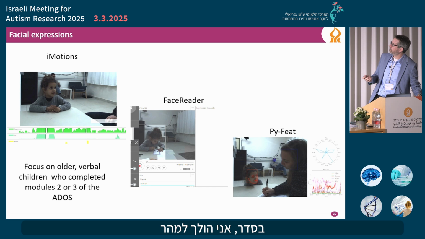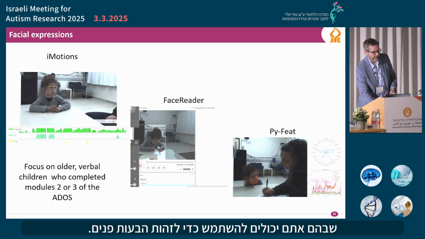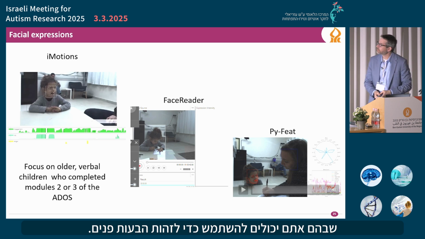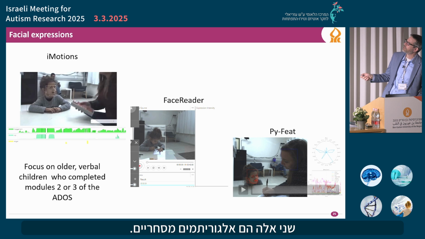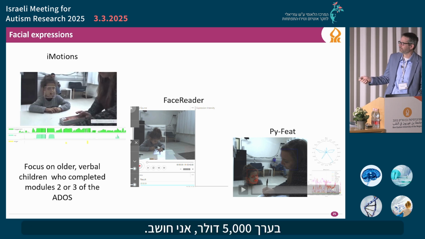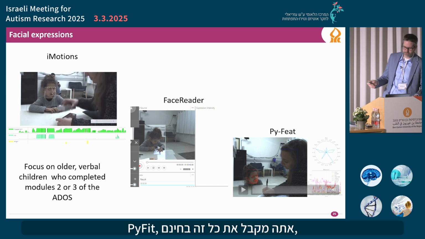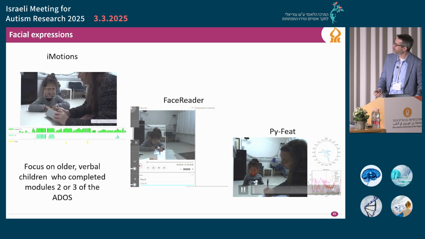Okay, I'm going to rush a bit and show you just a few examples. There are multiple algorithms that you can use for identifying facial expressions. These two are commercial algorithms. You can buy them, about $5,000, I think. PyFit, you get all of this for free, which is why we like it even more.